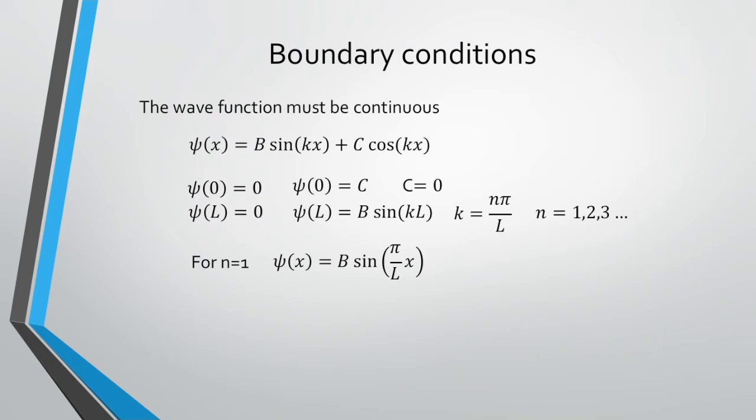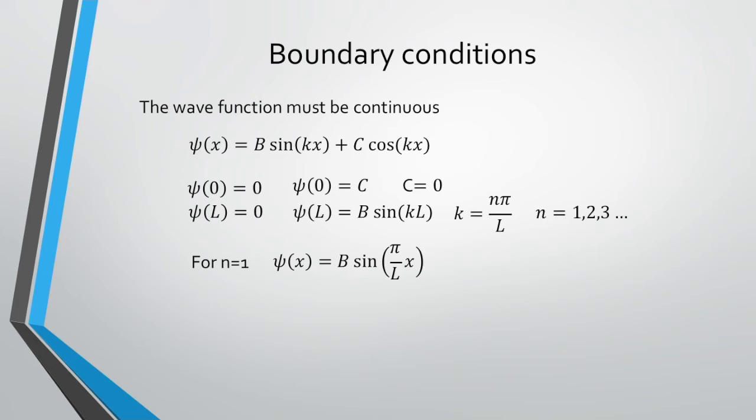Now we have to specify the boundary conditions. The wave function must be continuous, and we know now the form of the wave function, and we know the boundaries. At x equals 0, the wave function must equal 0, and the value of the wave function at x equals 0 is just C, so C must be 0. What about L? Well, psi of L must be 0 as well. So psi of L is just B times sine kL. And this implies that k must be n times pi over L, where n is an integer number, so it can take values of 1, 2, 3, because then sine kL will be 0.